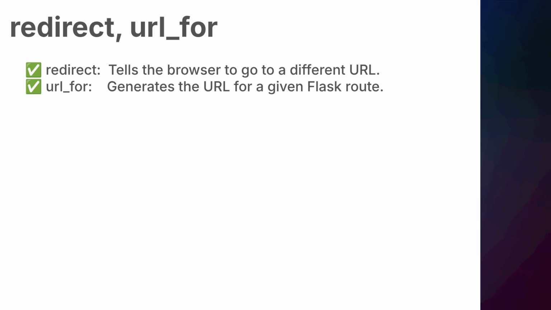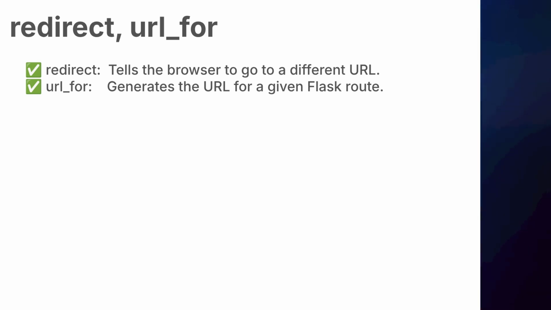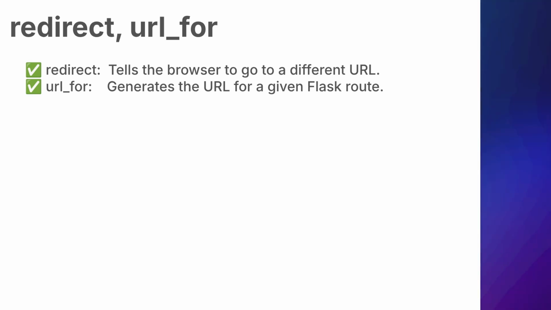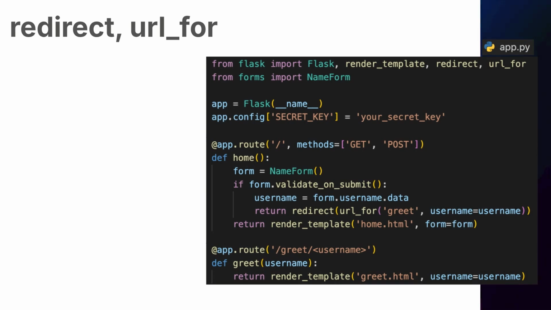When it comes to form submission, redirect and url_for are often used. Redirect tells the browser to go to a different URL. url_for generates the URL for a given Flask route by function name. Here is the updated code from the previous code using redirect and url_for. The differences are importing redirect and url_for.